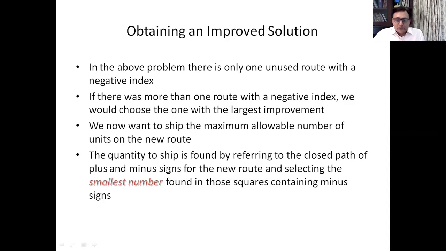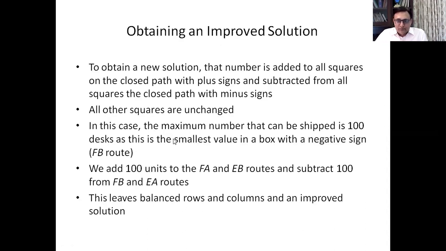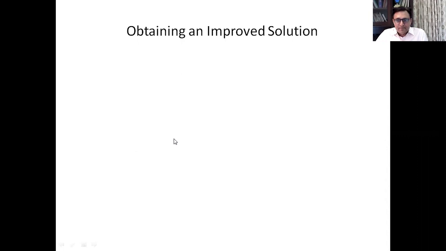So the quantity to ship is found out by referring to the closed path of the plus and minus signs for a new route and selecting the smallest number found in the squares containing a minus sign. So let us see how to do it. How to improve the solution.